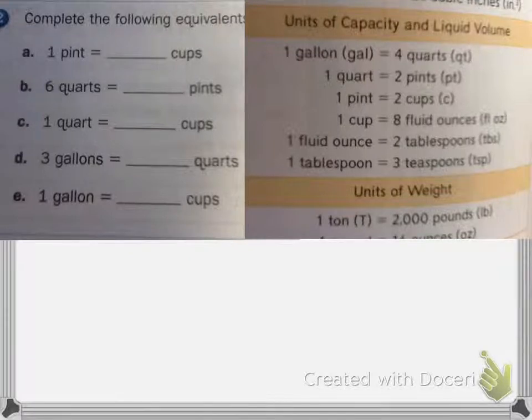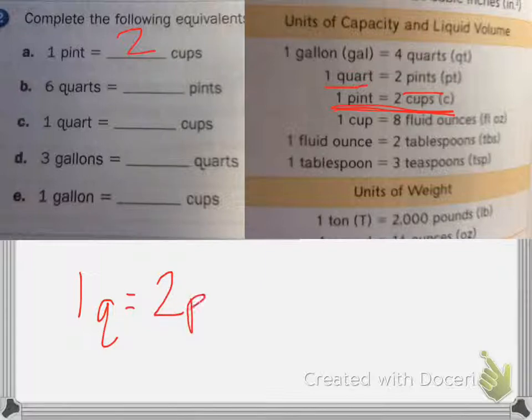For number 2, it says complete the following equivalence. I've attached the page in your reference book that has some of these conversions. So it says 1 pint equals how many cups? If we look right here, it says 1 pint equals 2 cups. Now we want to know quarts into pints. So here's quarts and pints. We know 1 quart equals 2 pints. We want to know 6 quarts. So we would have to do 6 times 2, which is 12.